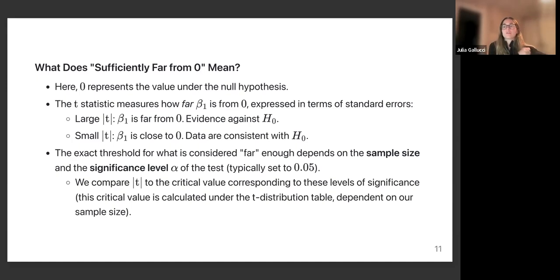So now that we know how to calculate the t-statistic, we need to determine what exactly is far enough from 0 in order to reject the null. So here we compare the absolute value of the t-statistic to a critical value from the t-distribution table. In simple terms, when we're performing null hypothesis testing, we want to know whether our results are significant enough to reject the null hypothesis. So we have this critical value, and this is sort of like a boundary or a threshold that helps us decide this.